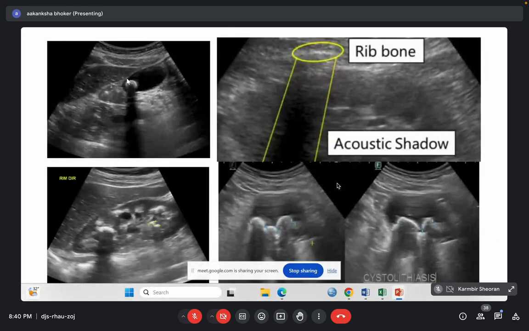So these are examples of acoustic shadow. ये stone है, उसके नीचे से ये shadow आ रहा है. In between the kidney, ये kidney के अंदर renal stone है, then we can see these shadows. This is a rib cage, हड्डी है, उसके नीचे से black signal हो गया. This is the acoustic shadow. These are multiple stones, all of them casting acoustic shadow. This is again stone, these are casting shadows.